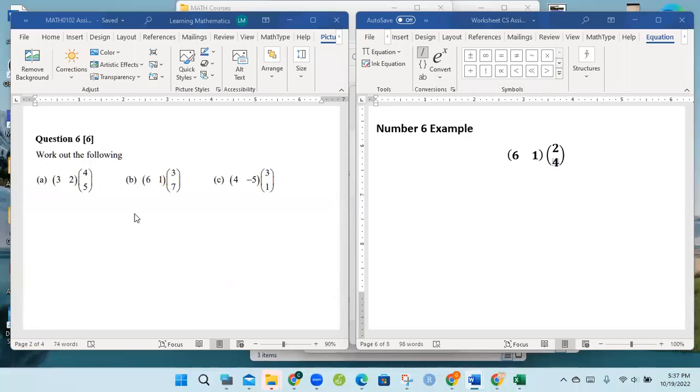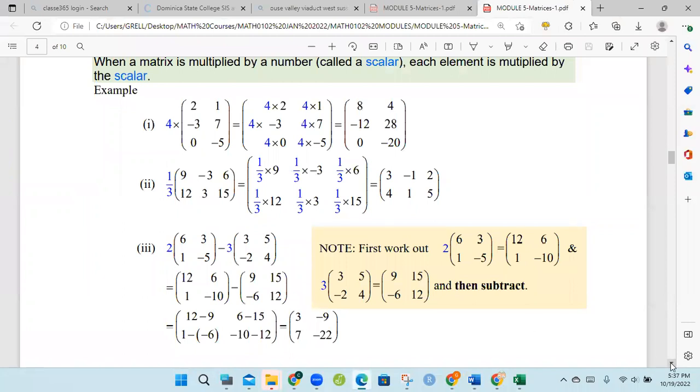So number 6 is concerned about how to multiply matrices. So you have 6, 1 and 2, 4 in our example. So let's take a look at how to multiply matrices.